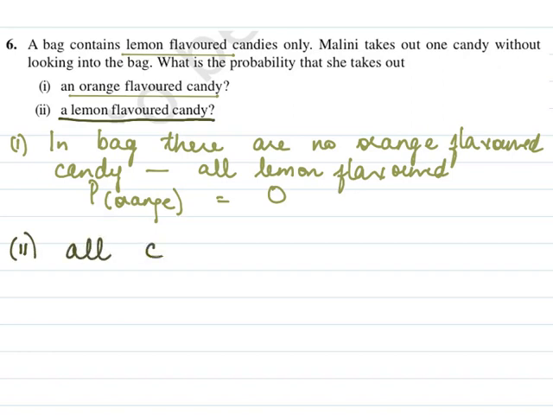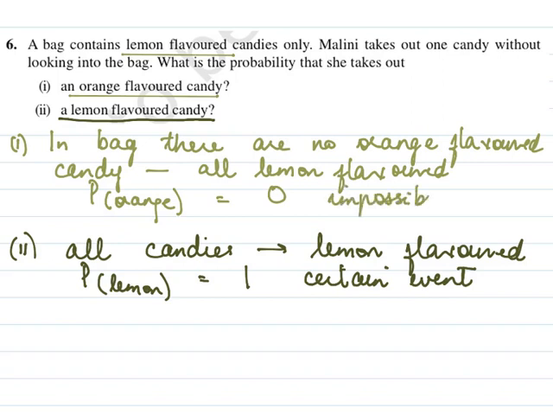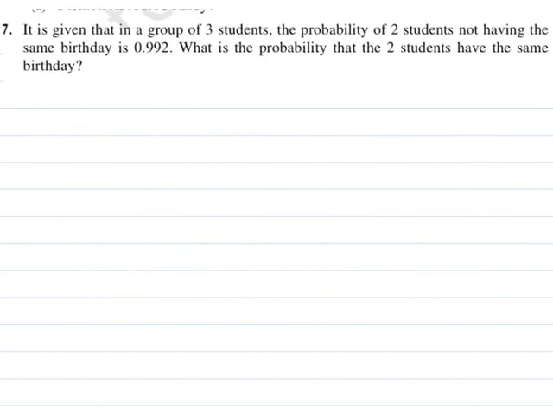Now, all the candies are lemon flavored. So if she picks up any candy, it has to be lemon flavored. So the probability of getting lemon flavor will be 1. It's a sure event. She'll definitely get a lemon flavored candy because all the candies are lemon flavored. This is a certain event. Therefore, the probability is 1. In the earlier case, it's an impossible event, because all are lemon flavored, you will not get an orange flavor out there.